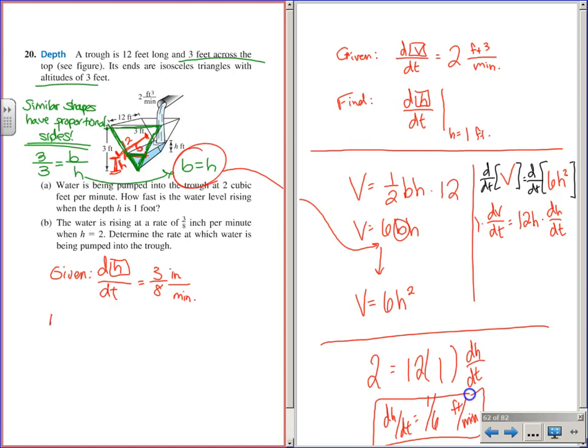And what are they asking for? The rate at which the water is pumped in. What was that measurement again? Yeah, dv dt, the volume of the water changing. Can I still use for this same trough, this same formula of v equals 6h squared? Yeah. Can I still use this derivative? Yeah, just what's different for letter B? Oh, I don't know that, and I do know this, it's just plug and chug, okay?